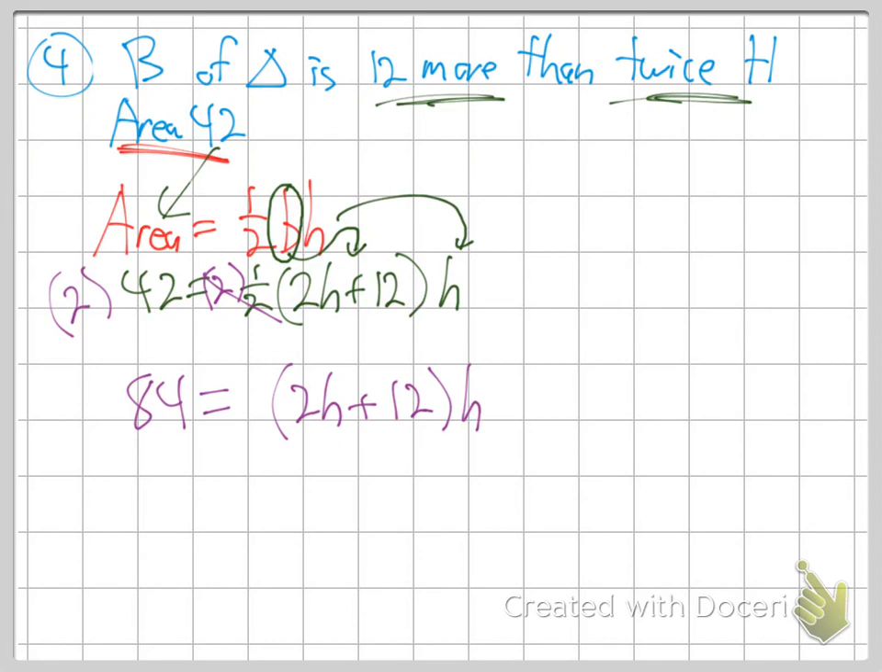Everybody see what happened there? I just multiplied both sides by 2 because I wanted to get rid of that fraction. It canceled out the fraction on the right side. 2 times 42 became 84 on the left. Is that good? That's what we do when we have fractions. We just multiply both sides and it cancels out. And now we can distribute this h. So we get 84 is 2h squared plus 12h.